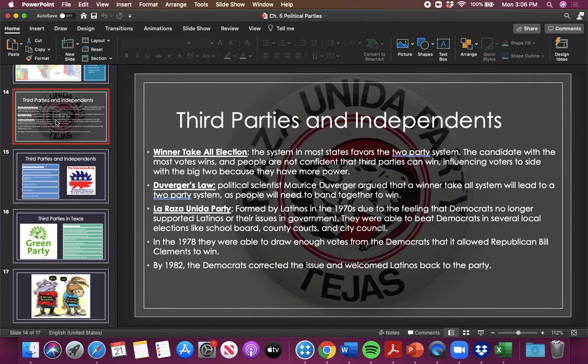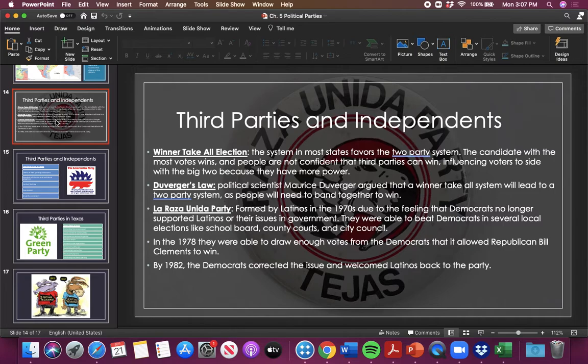Political scientists have argued that the winner take all system essentially fosters a two party system, and we call this Duverger's law. But as long as we have the winner take all system that we have, and we don't have proportional systems or ranked choice voting and things like that, it will continue to reinforce the power of the two party system.